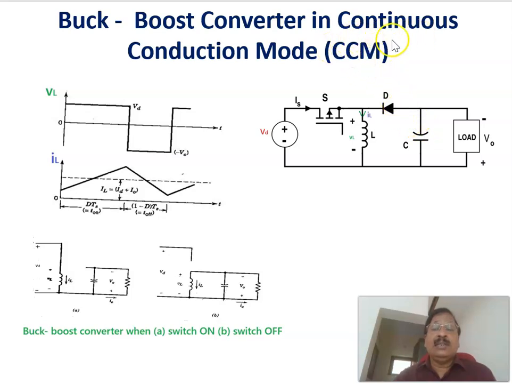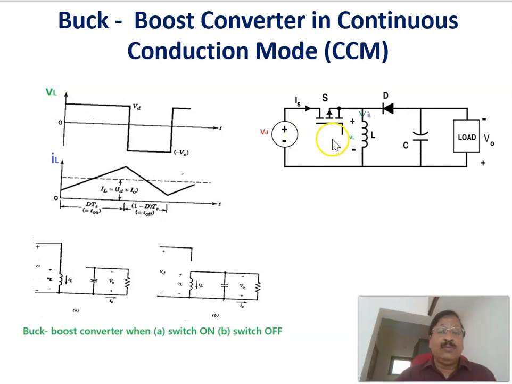Continuous conduction mode means that the current through the inductor never goes to zero. Always the current through the inductor will be more than zero. That is why it is called continuous conduction mode. Here is the circuit topology, as I already explained in the previous slide. Of course, there are two cases. When the switch is on, what is the equivalent circuit? When the switch is off, what is the equivalent circuit? And what is the relation for the inductor voltage in each case?